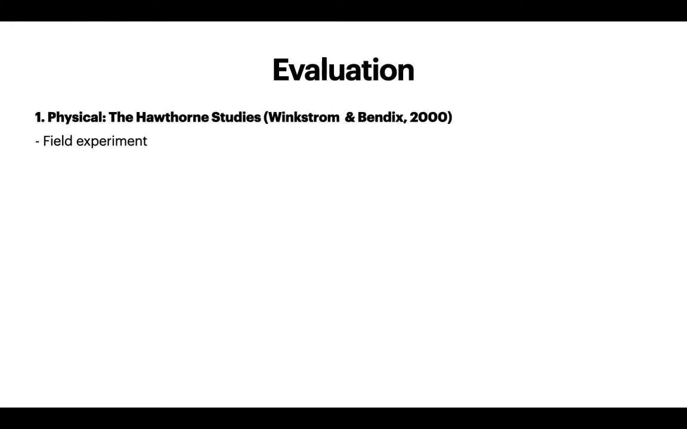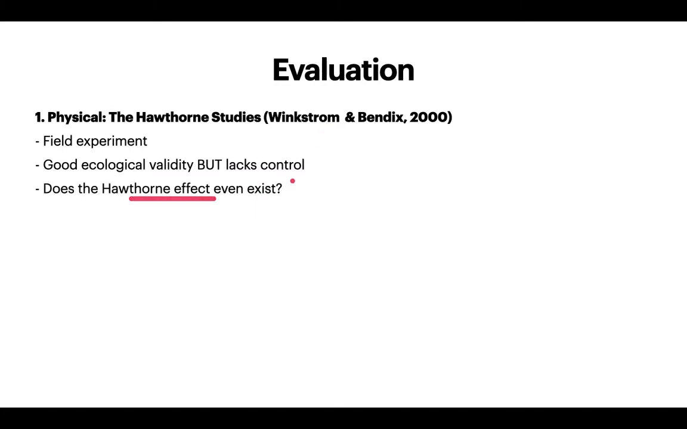Okay. So let's evaluate. Physical studies, field experiment, good ecological validity but lacks control, right? So the Hawthorne studies that were done, it was a field experiment, so that's good because it was done in an actual factory, but it lacked a lot of control and there were a lot of issues that Wingstrom and Bendix pointed out. Does the Hawthorne effect even exist? According to Wingstrom and Bendix, not really, right?